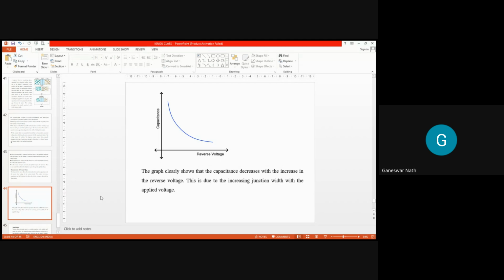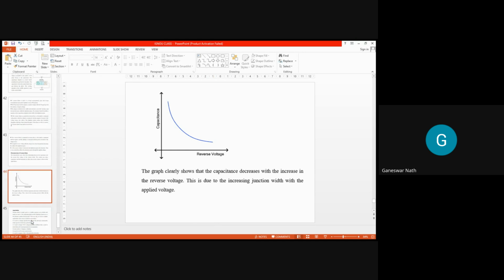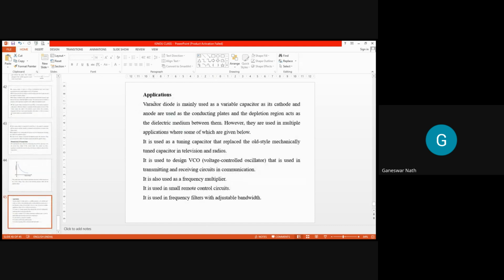The graph clearly shows that the capacitance decreases with increase in the reverse voltage. This is due to the increasing junction width with the applied voltage. So as the junction width increases, naturally the capacitance decreases. Now I'll come to the application side. A varactor diode is mainly used as a variable capacitor, as its cathode and anode are used as conducting plates, and the depletion region acts as a dielectric medium between them.